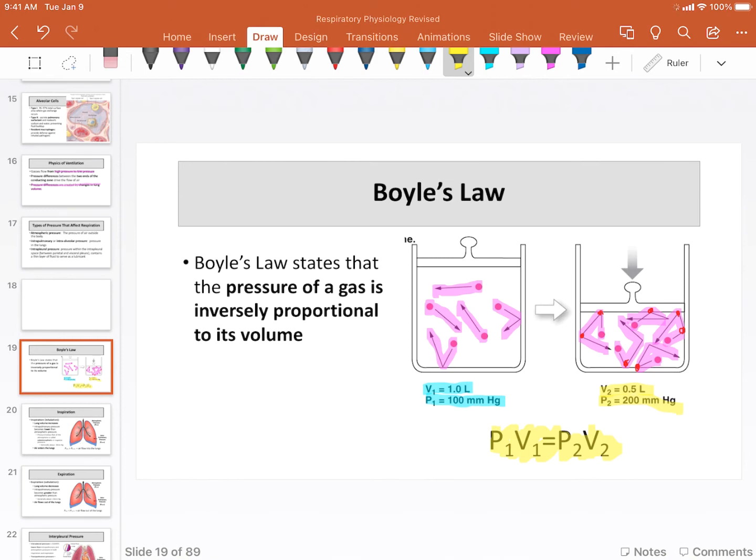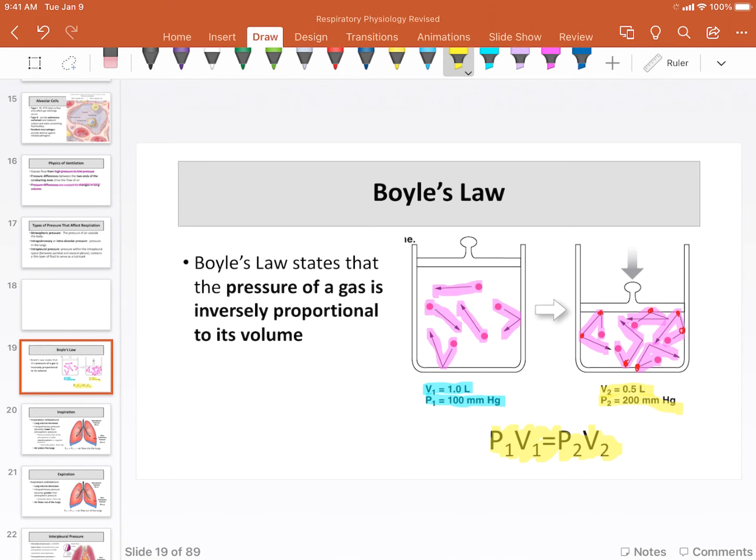And you can do that math. 1 times 100 is 100. 0.5 times 200 is still 100. And so that relationship means that you get equivalent values based on how you're altering and changing the pressure and volume relationship.